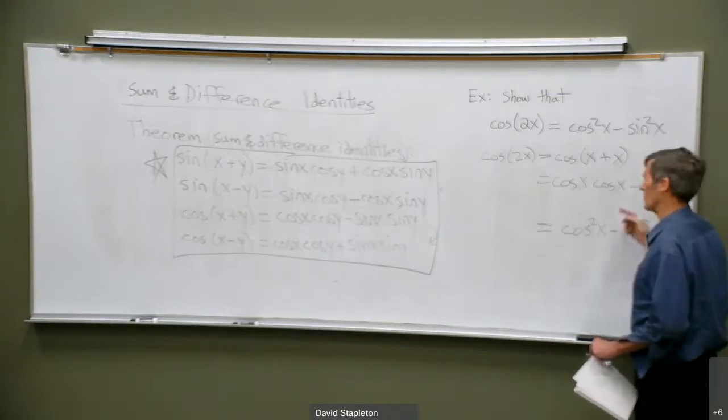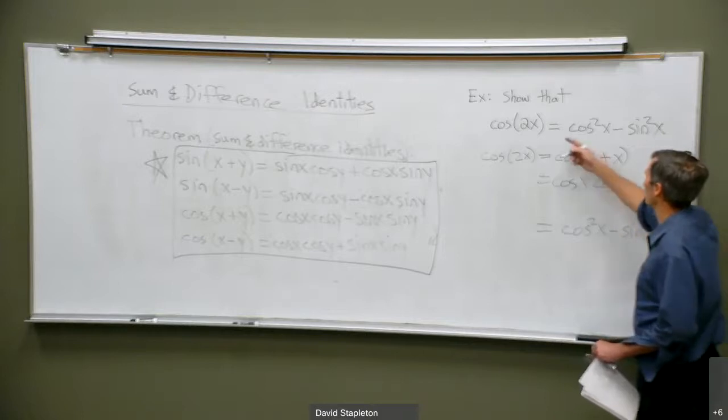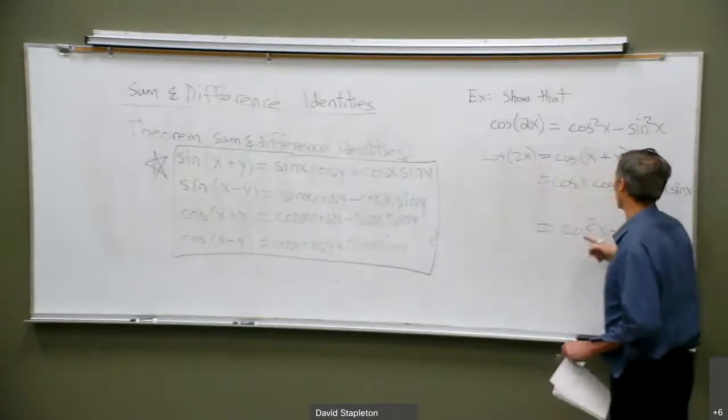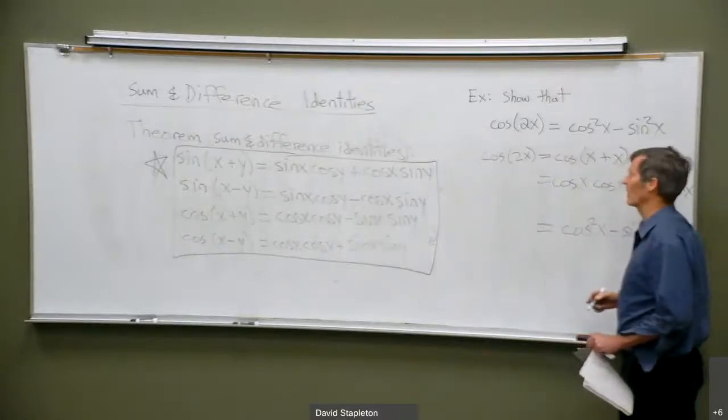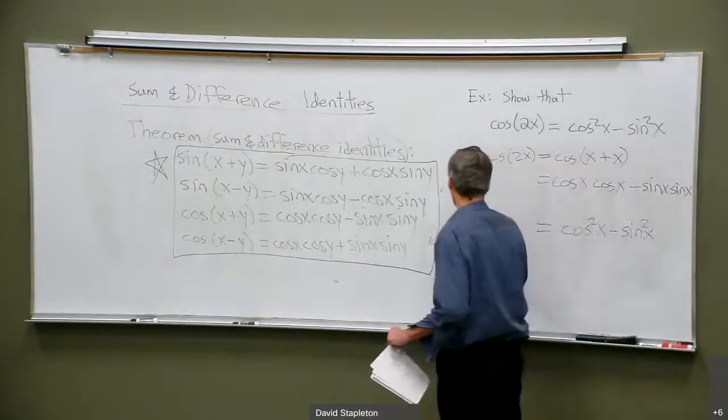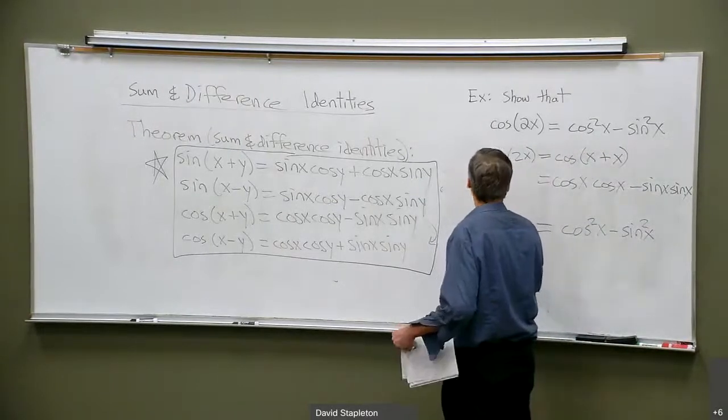And so there it is. It's just one step in the middle of the proof. From the sum angle for cosine, we get immediately that cosine 2x is cosine squared minus sine squared. How about that? That's an important identity to memorize. We'll call that a double angle identity. Here's another one.